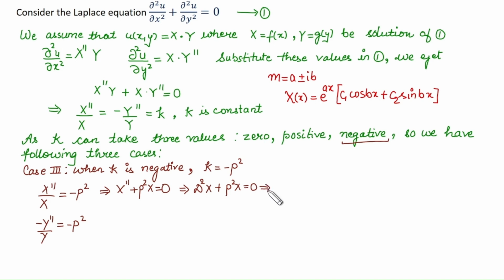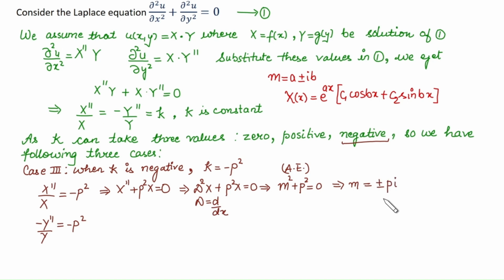The auxiliary equation is m square plus p square equal to 0. This is the auxiliary equation we are getting in this case. Now what are the roots? The root in this case is m equal to plus minus p iota. Remember that here the derivative D is with respect to x.